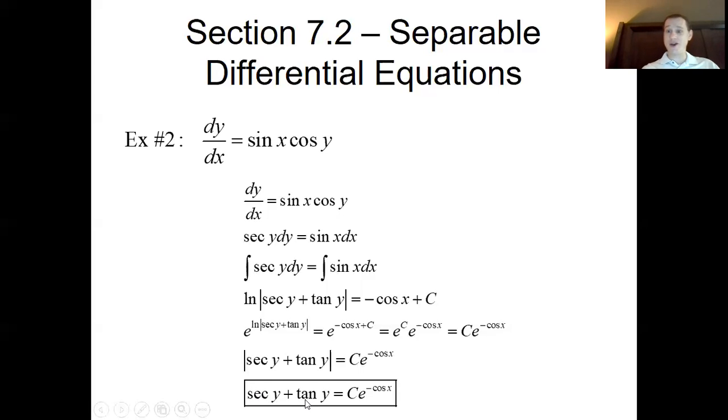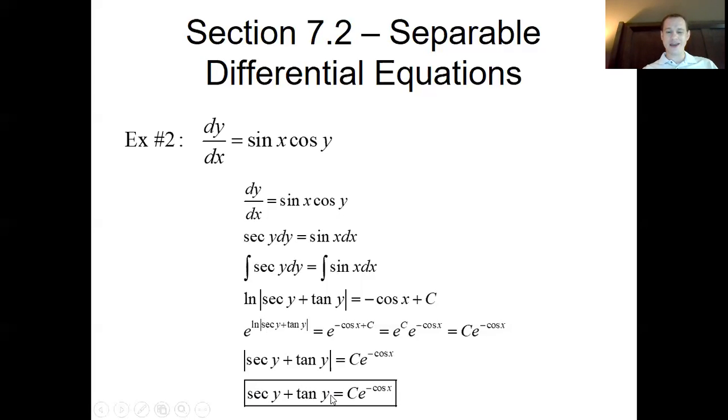And if you have some algebraic way to solve secant y plus tan y equals something and isolate y, I'd love to hear it. But I think this is about as good as we're going to do as far as getting an explicit solution. It's not explicit. It doesn't say y equals, but this is as far as I can go in my work to actually try to solve for y. This is the best solution I got right here.